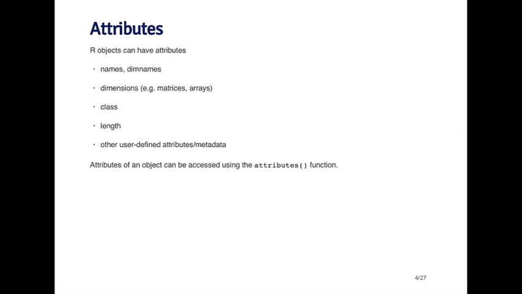Every object also has a length. For a vector, it's quite simple. The length of the object is just the number of elements in the vector. And then there may be other user-defined attributes or metadata, so these are things that you can define separately for an object using various attribute functions. There is a general function called attributes, which allows you to set or modify the attributes for an R object.